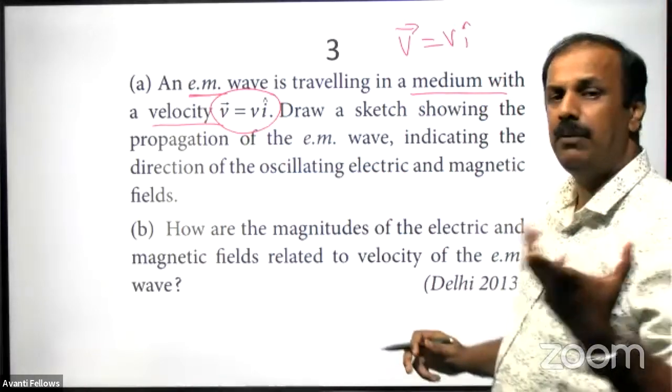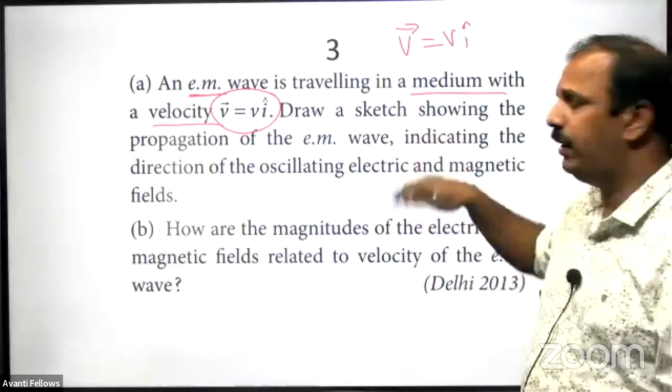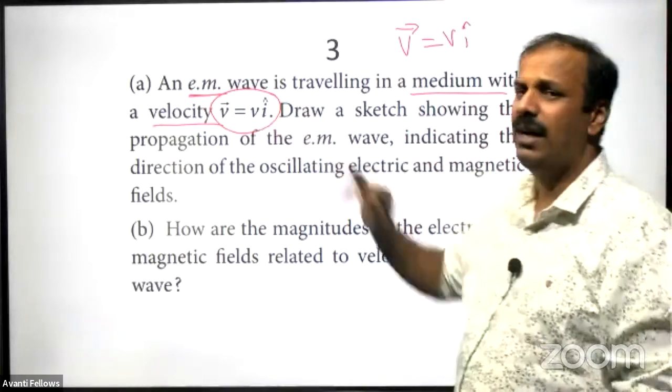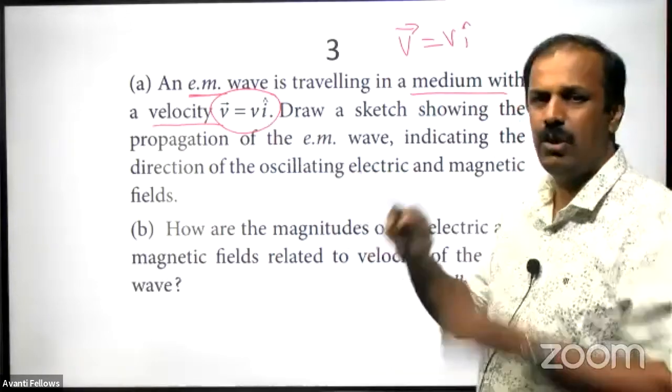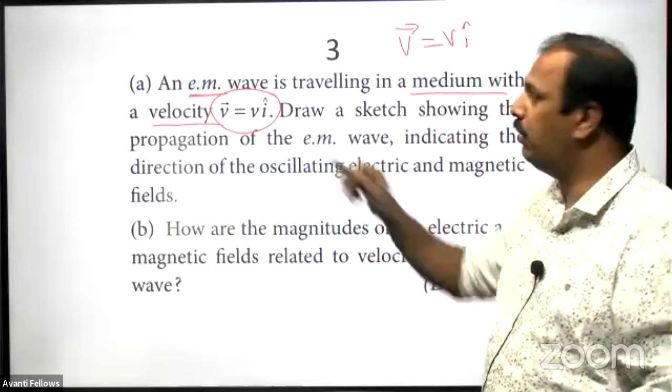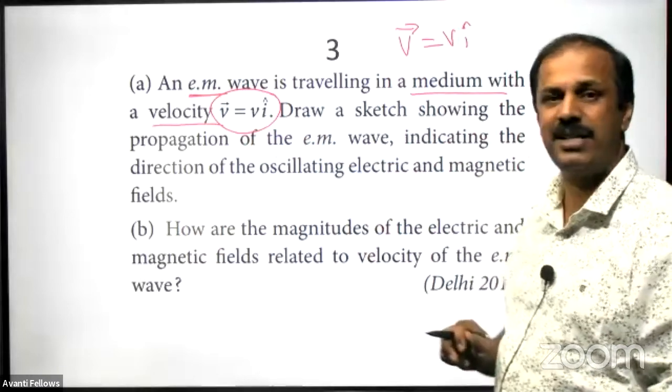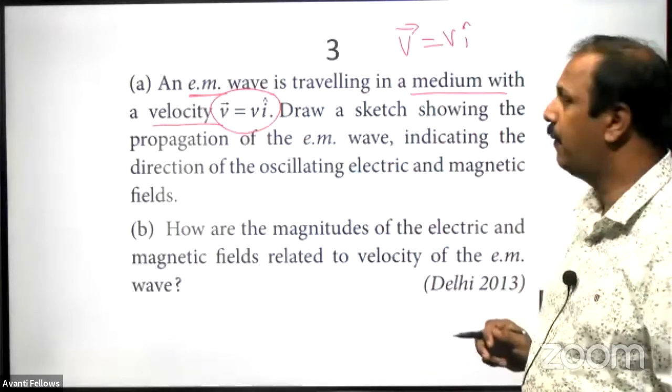You remember that in the morning we had a diagram, and when we explained that, it was along the z-axis. Now this is moving along the x-axis. So in that equation we had kz. If you write an equation for this one, it will be kx because it's moving along the x-axis.